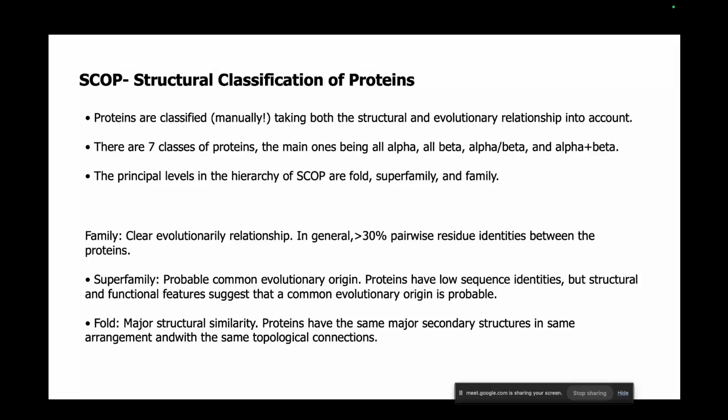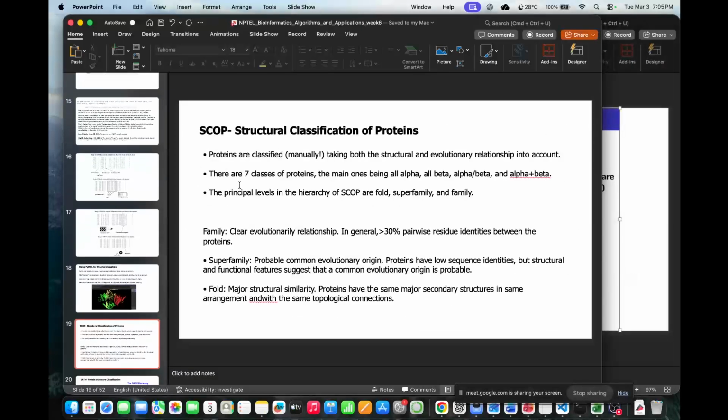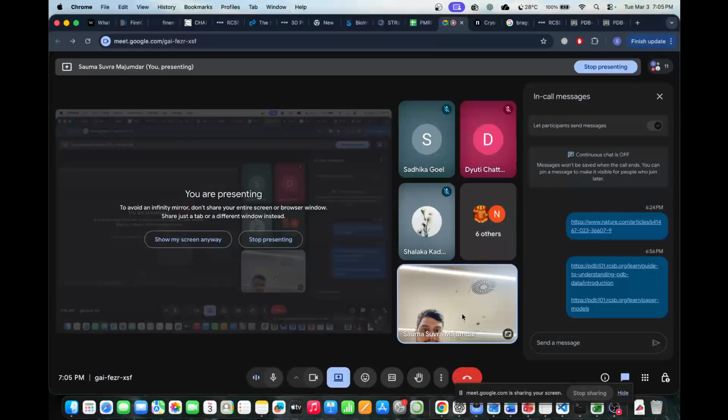Okay, now we have different databases and different types of classifications of proteins based on the structures of these higher level molecules. So high level structures, not at the level of secondary structure, which is alpha helix or beta sheet. Give me a minute. I'll be back.